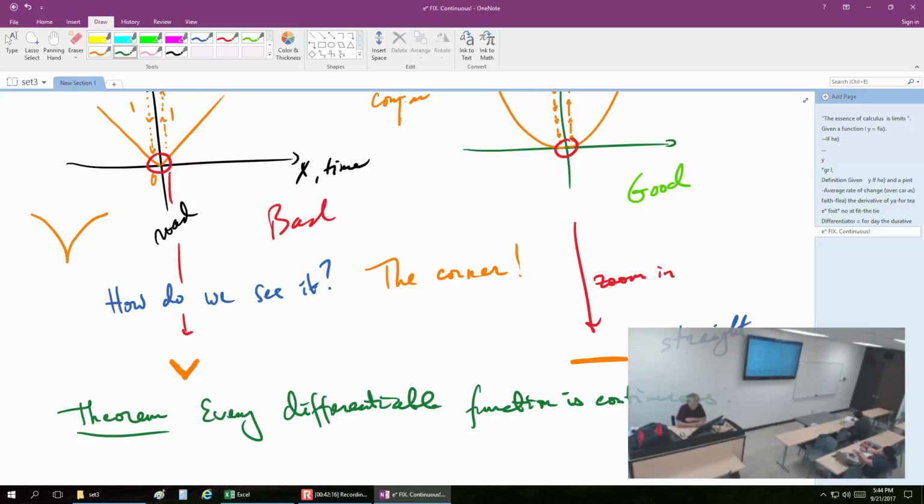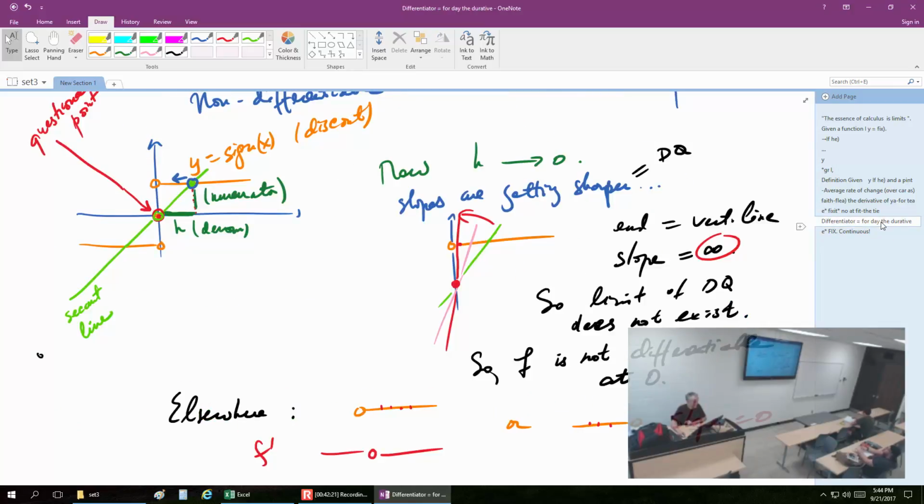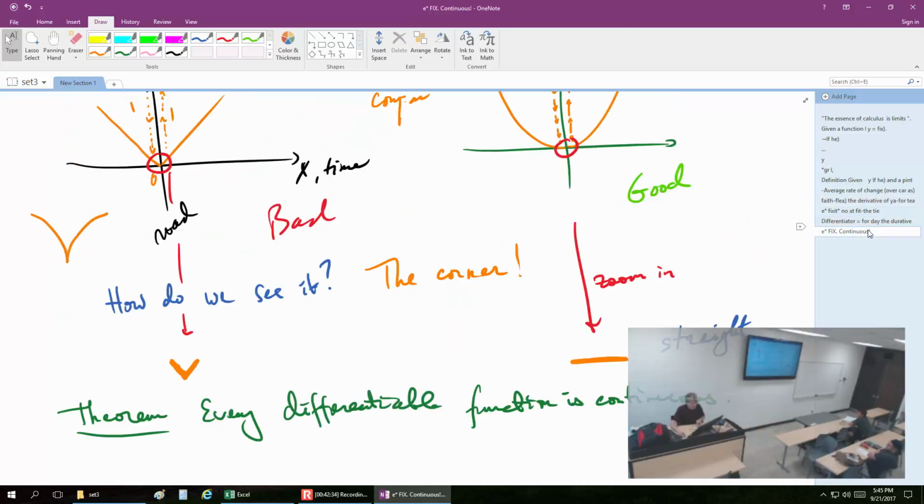In other words, the example was the opposite, but not the opposite. It's called the contrapositive. Have you heard this word? It's the same statement, just in the negative sense. So if I say that every differentiable function is continuous, then what I can say is that if a function is not continuous, then what? Then it's not differentiable. It's the same statement.